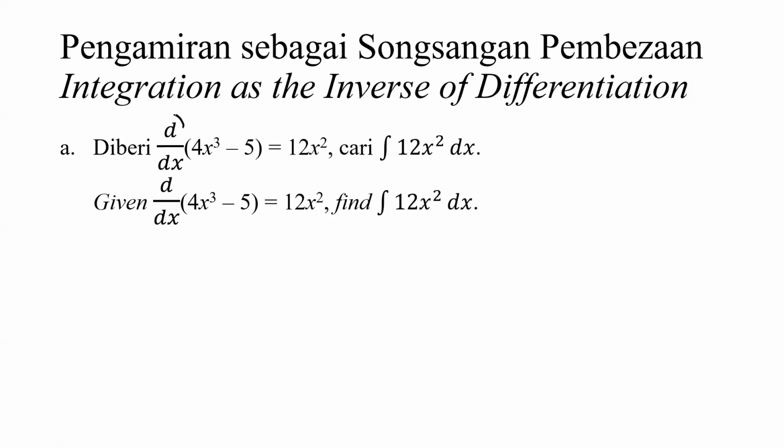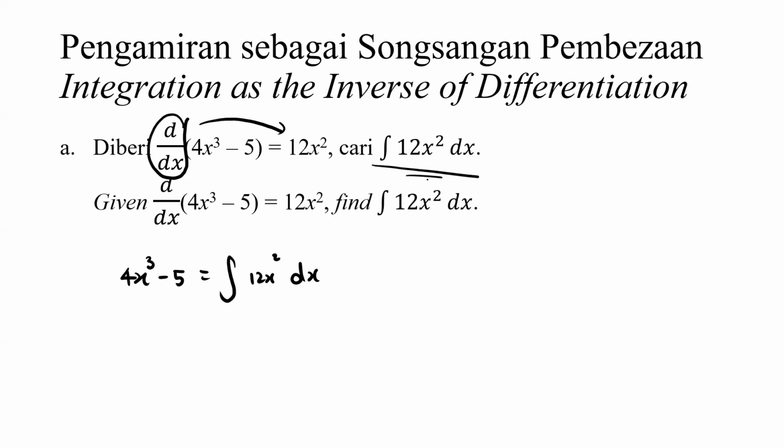Since they give us this, we shall bring this to the other side. So we will have 4x cubed minus 5 equals the integration of the other side, 12x squared. Okay? So from the information, we change to integration first because we need to solve an integration question. So isn't it coincidentally or accidentally we found the answer already? Therefore, the integration of 12x squared dx is 4x cubed minus 5. That will be the answer.